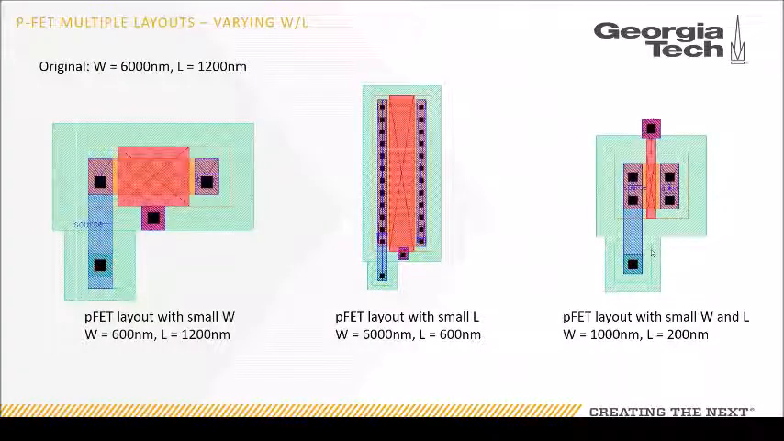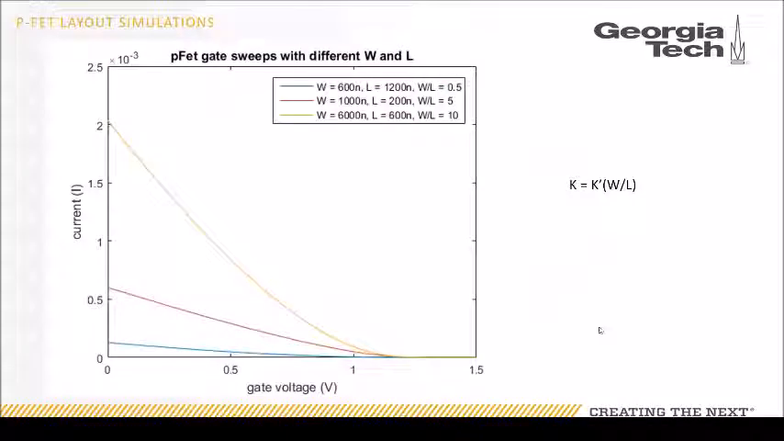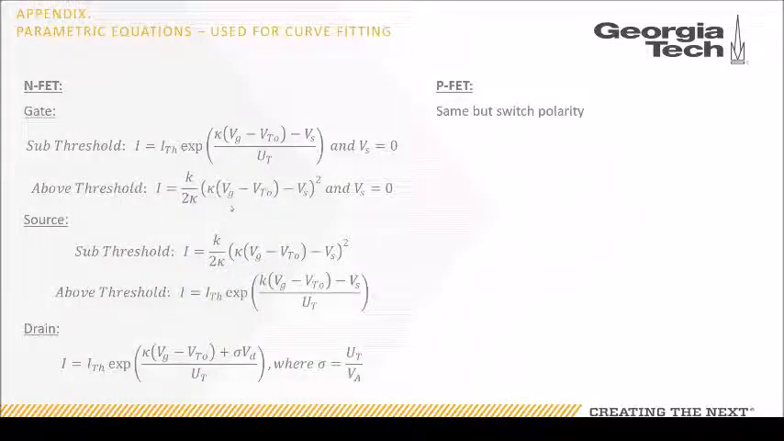Similarly with the PFET, we do our three sets of layout: one with small width, one with small length, and one with small width and length. We extract our layout to do the simulation here, and as you can see, as we increase the ratio, the current goes up. And again, you can just pause the video to see what equations we used for our curve fit. Thank you for listening.